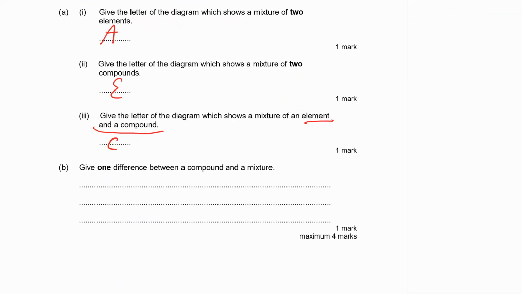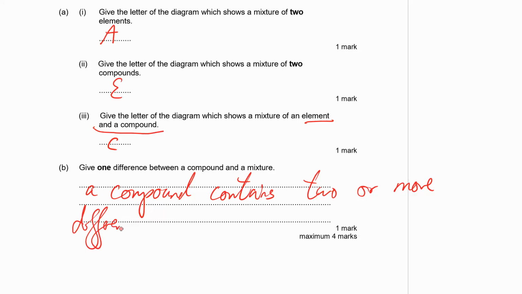Okay? Give 1 difference between a compound and a mixture. A compound contains two or more different atoms chemically joined. Okay, thank you.